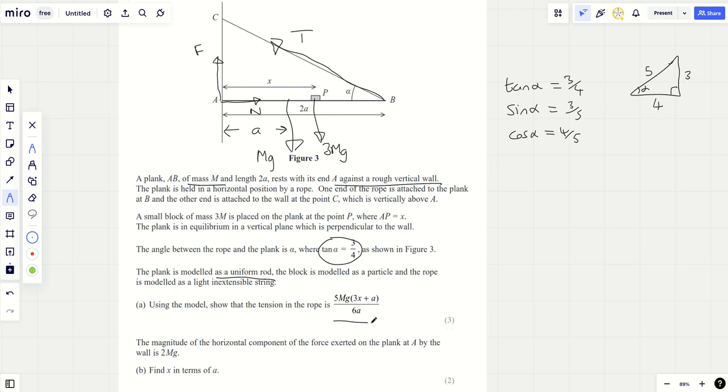I think for this one, and I can't remember this question, it's been a little while since I've done it. I'm doing this live. I think for this one, it will be best to take moments at A. Yeah, you will only ever have to take moments once in a question. I've never seen one where you have to take it twice.